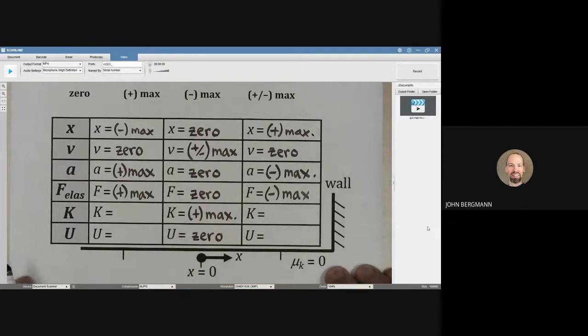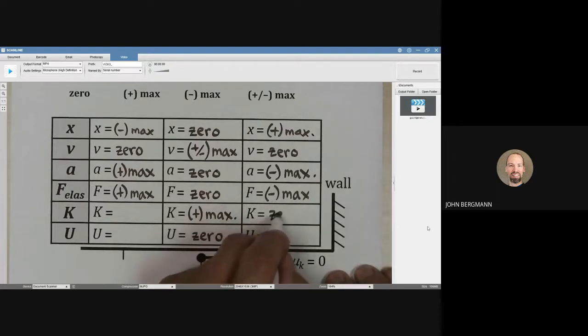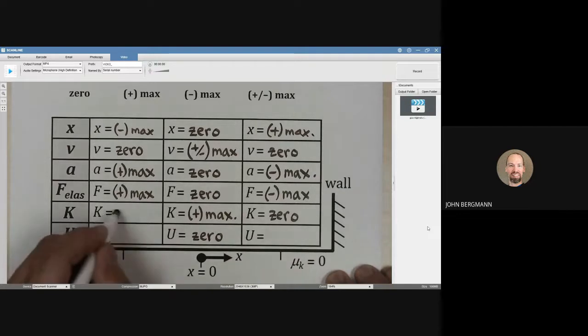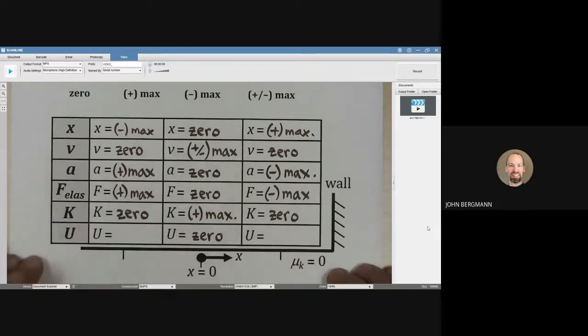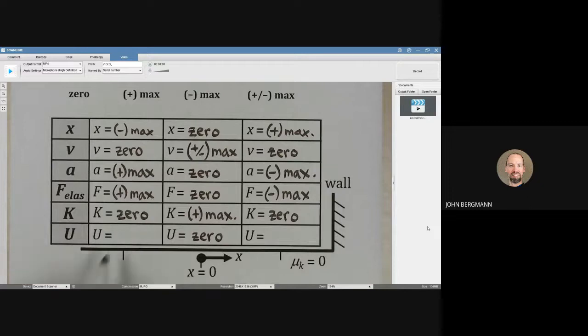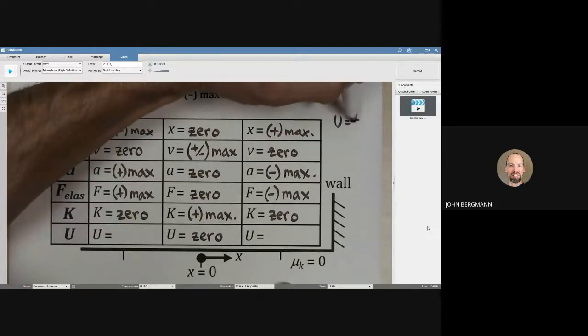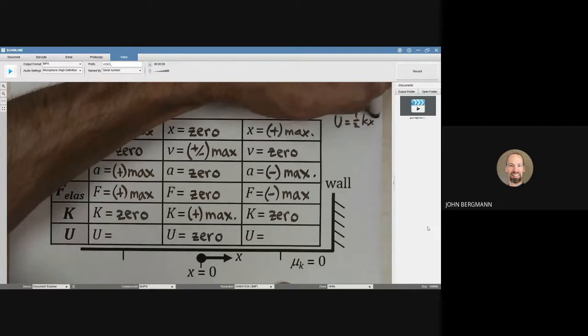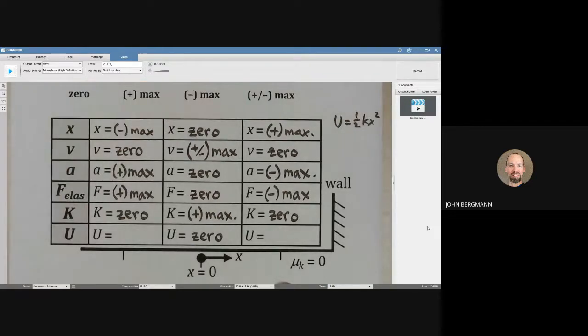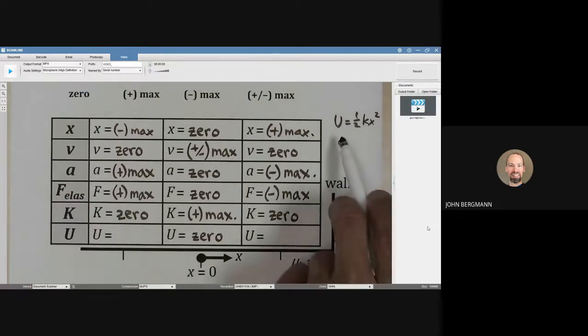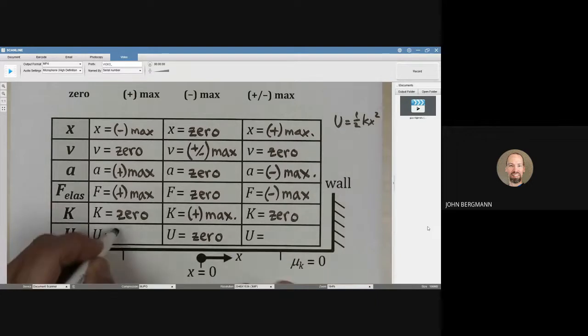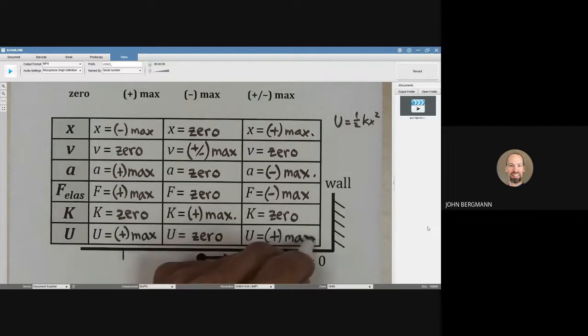Since the velocity is 0, the kinetic energy will also be 0 at both of the extreme points. And the potential energy will be a maximum. And what's the equation for potential energy? Shall I write it right up here? Do you remember this? It's 1/2 kx squared. So whether x is positive or whether x is negative, in the case of a spring, you can see by that equation that the potential energy is always going to come out positive. So we do have to say here positive maximum and positive maximum for that one.